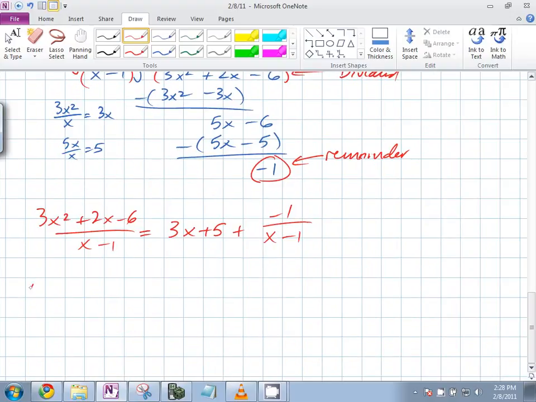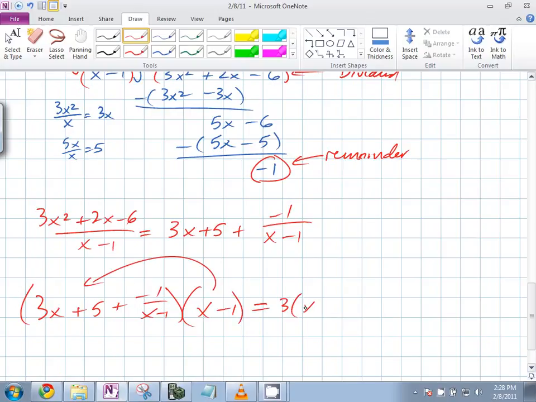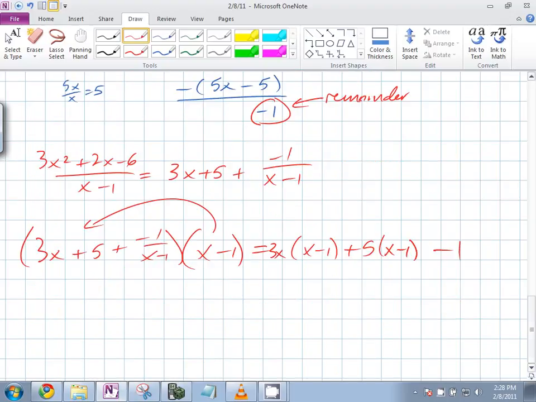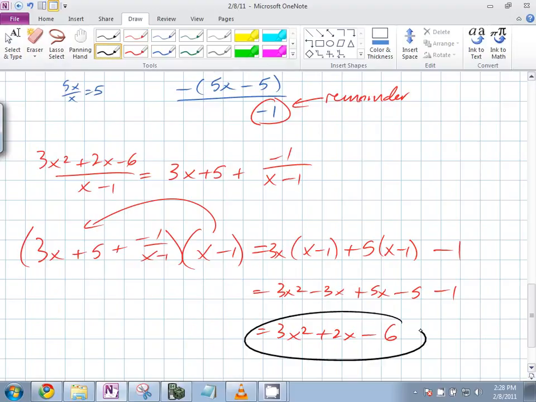Multiply. You'd multiply 3x plus 5 plus negative 1 over x minus 1. What would you multiply it by? x minus 1. And you do that one at a time. You turn it into 3x times x minus 1, 5 times x minus 1, and minus 1 because it kicks the denominator out of there. And you're left with 3x squared minus 3x plus 5x minus 5 minus 1. And we have 3x squared plus 2x minus 6, which is, what's that term called? The dividend.